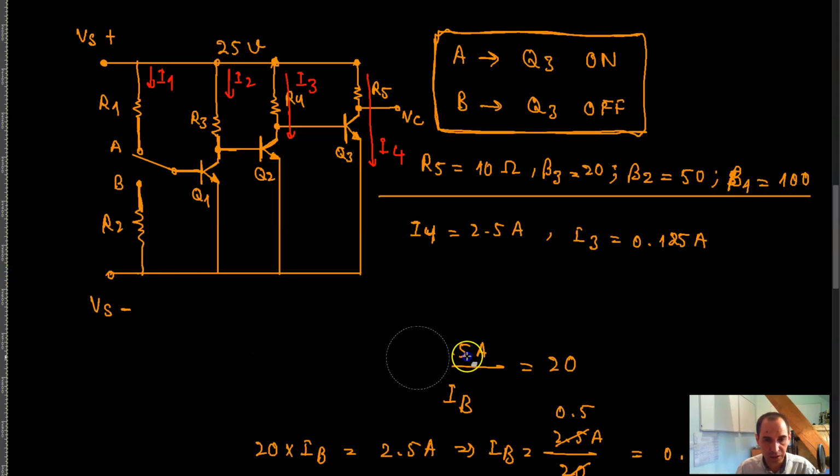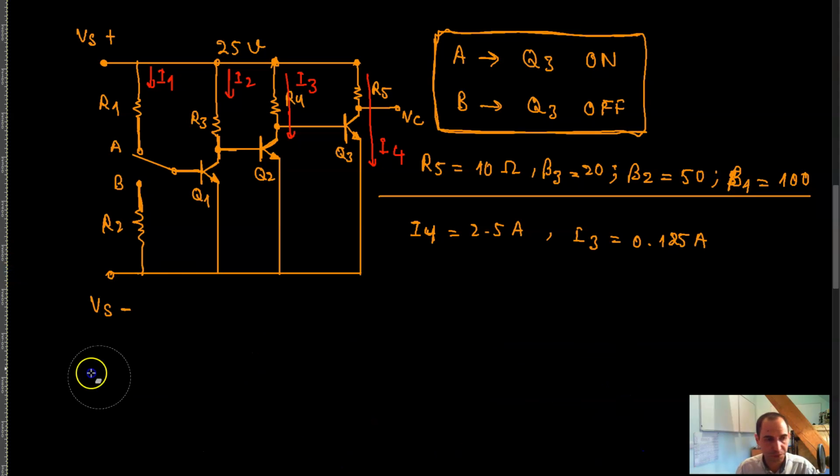So then I can choose the right resistor over here, right? So I apply Ohm's law to this resistor R4, which means that V is equal to IR applied to R4.